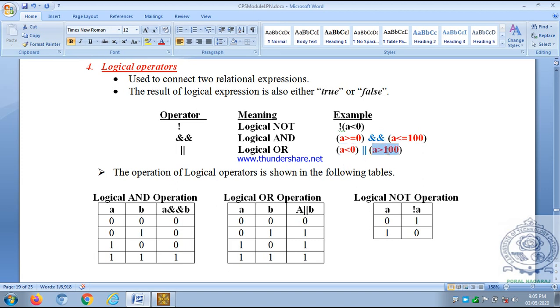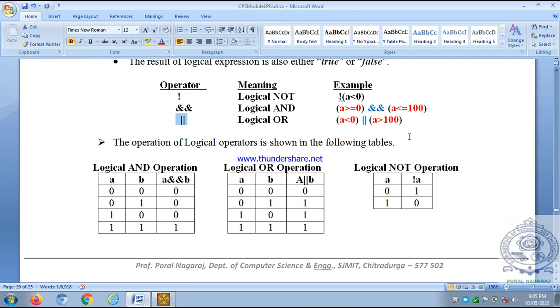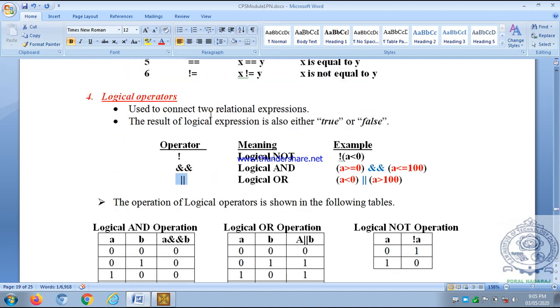A greater than or equal to 0 is called a relational expression. Two relational expressions can be combined by which operator? A logical operator. How many logical operators are there? Three: logical NOT, logical AND, and logical OR. How are these logical operators evaluated with two operands? Logical AND and logical OR are binary operators, whereas logical NOT is a unary operator.